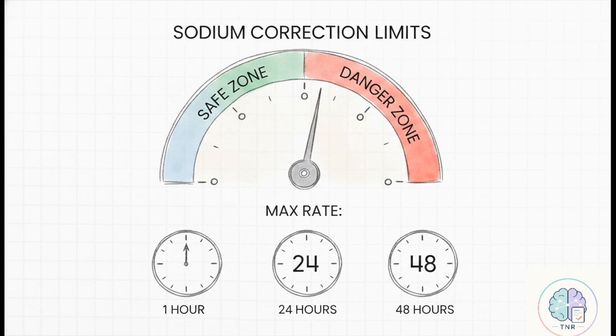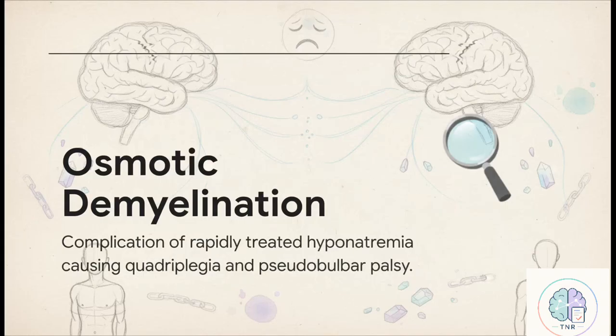You absolutely do not exceed a correction of 1 milliequivalent per liter per hour. On top of that, do not exceed 8 in a 24-hour period or 18 in 48 hours. Whatever you do, do not rush to correct their levels to normal or supernormal too fast. Because here's what happens if you overcorrect.